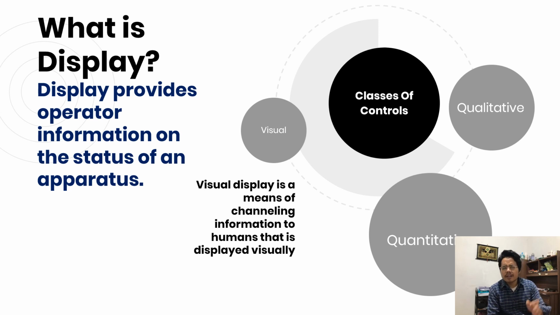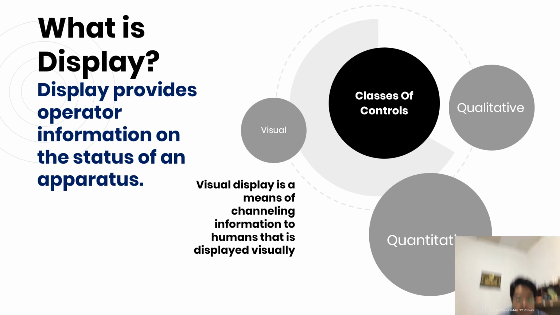The next one, what is display? Display itself is made to provide the operator the information and the status of an apparatus. For example, you are using this device and you don't know the status of the device or what it is doing right now. So the display gives you information about the status of the device.